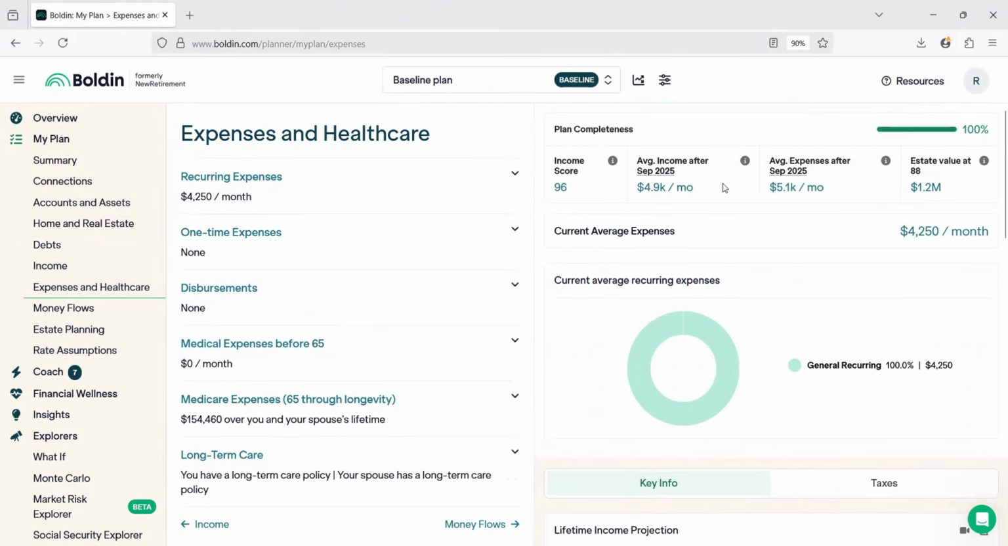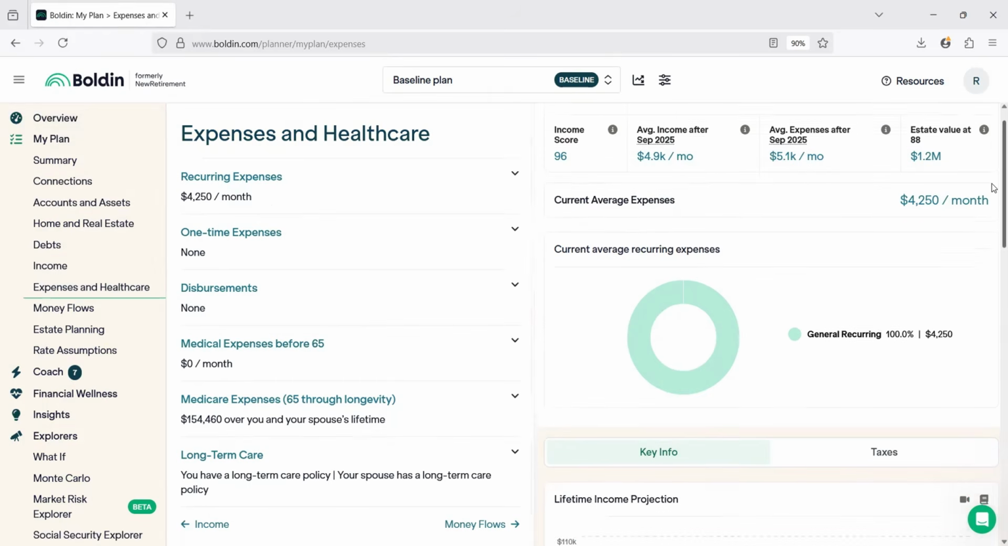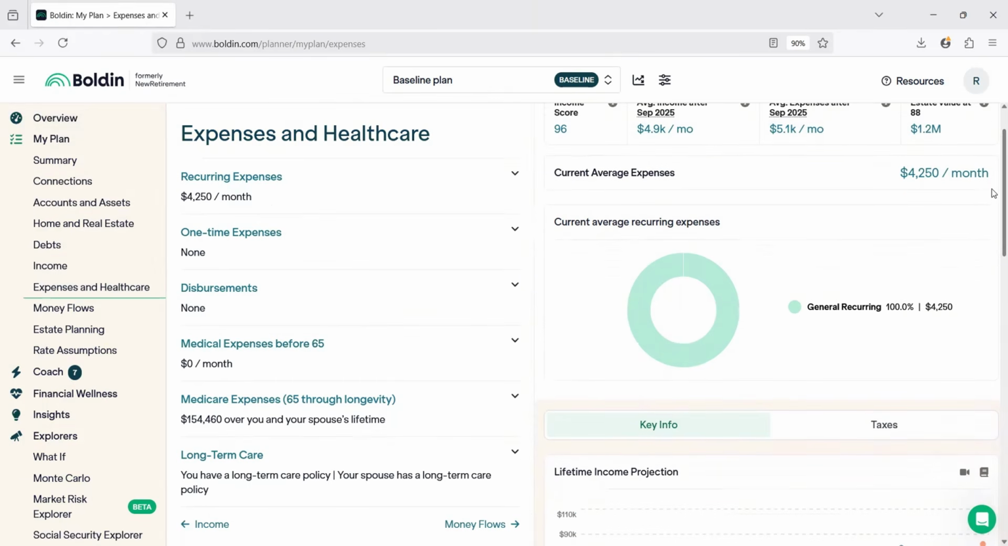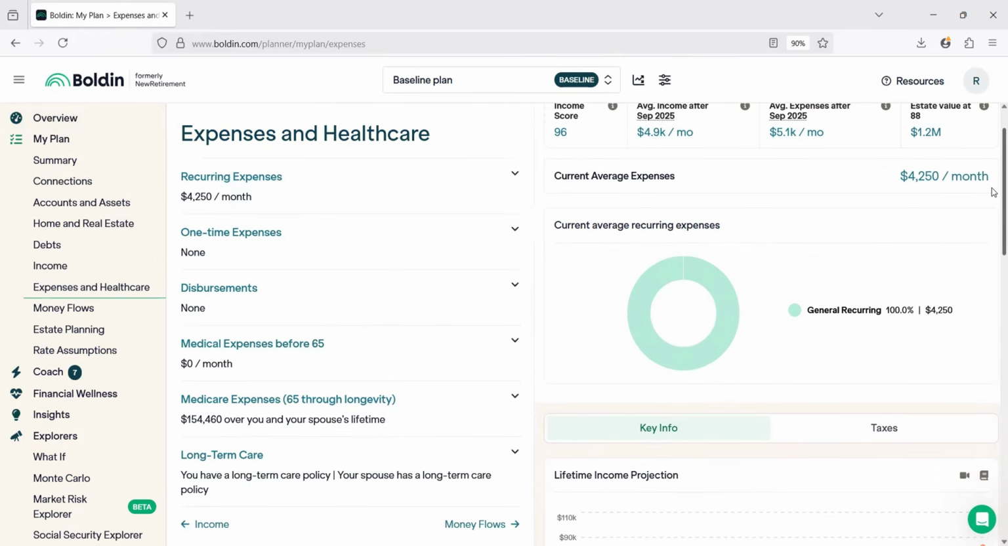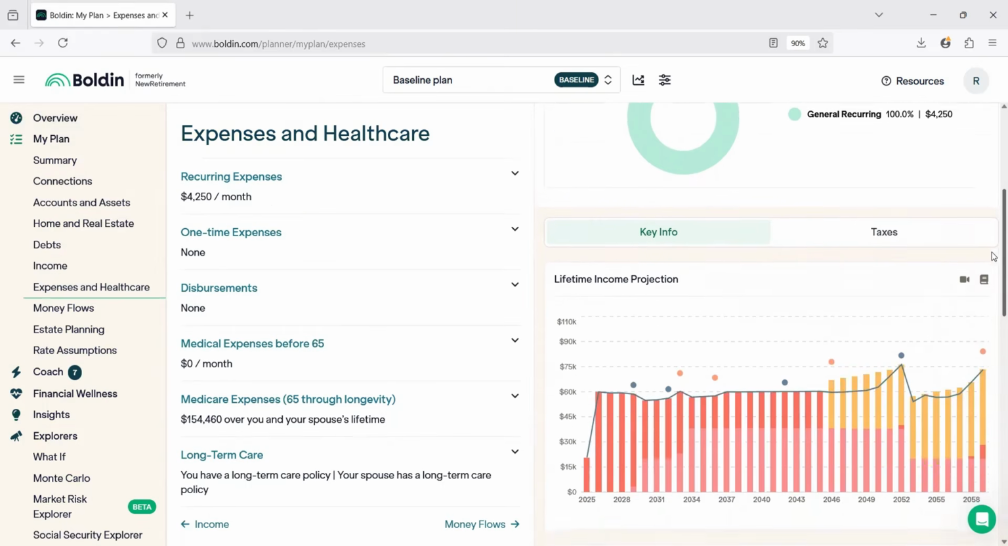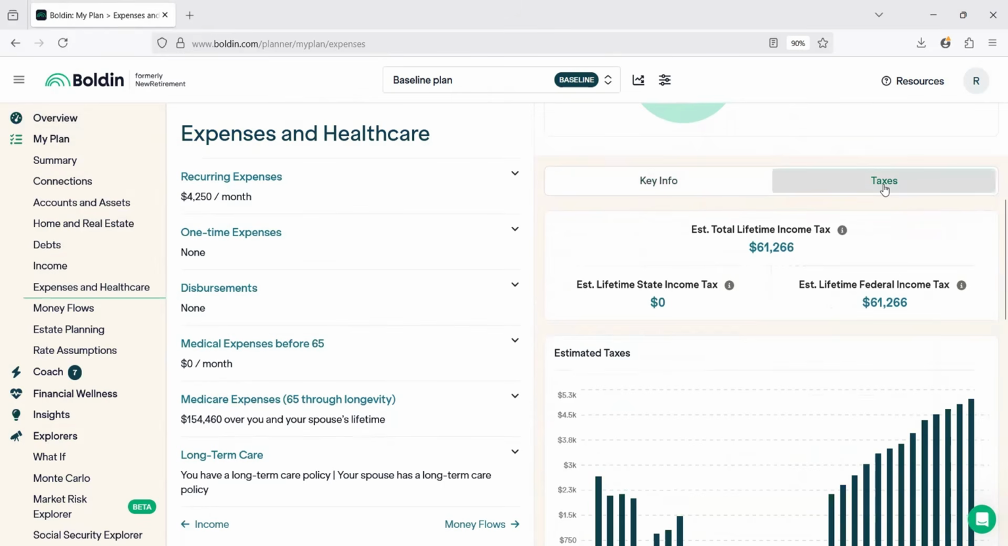oh, and just a note here, the difference mainly is taxes. Okay. Your average income after September 2025 and your average expenses after. So you have taxes. Because remember, our expenses are $4,250 a month, but you have to pay taxes when you take money out of an IRA. And there's also going to be fees involved if you don't meet the various criteria. There's a 55 plus rule to escape that. There's, of course, when you're 59 and a half. So let's go to taxes.